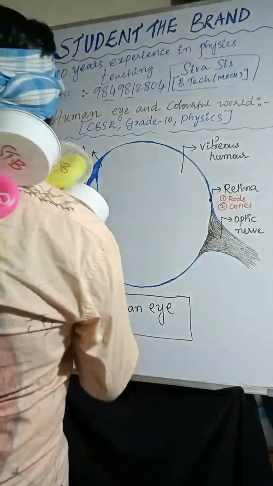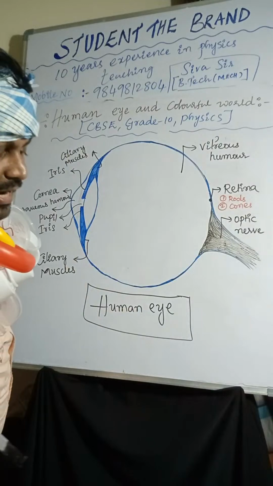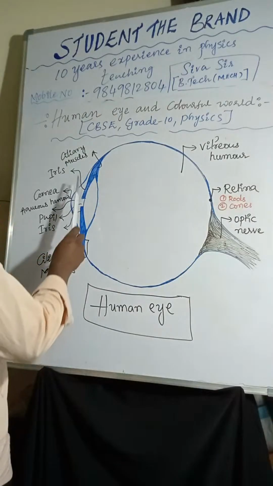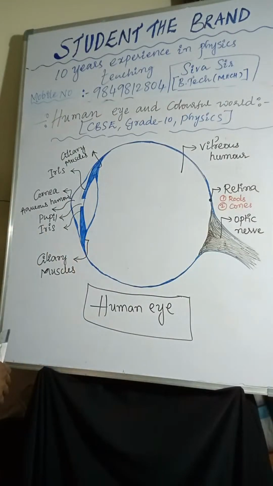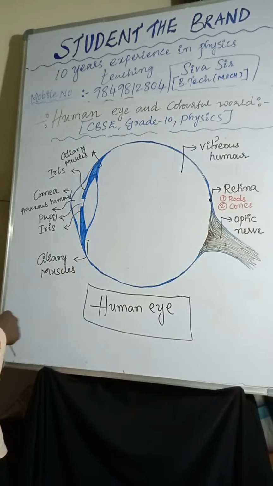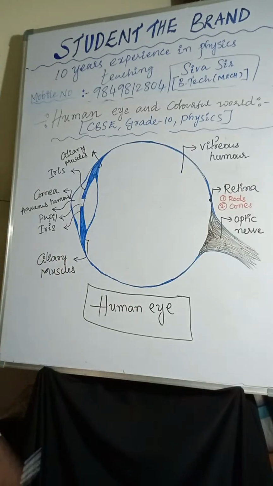Now you can see the iris. Iris is a dark muscular diaphragm which controls the size of the pupil. The pupil controls and regulates the amount of light entering into the eye.